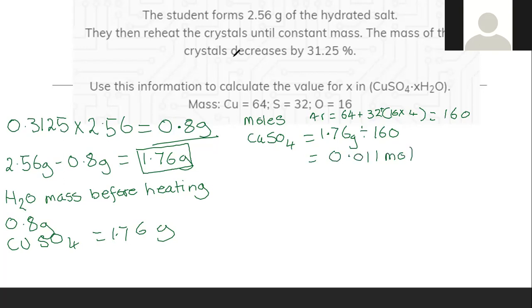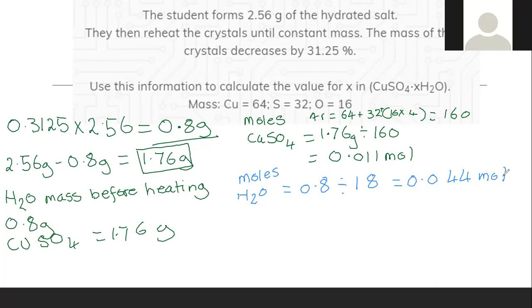Now we're going to work out our moles of water. I'm just going to swap colours for a second. So moles of H2O. We're going to go through the same process again. Our mass of H2O is 0.8. Our relative molecular mass of water is 16 for oxygen, 1 for hydrogen, and we've got 2 hydrogens, so it's 18. So it's 0.8 divided by 18, which will give us 0.044 moles.